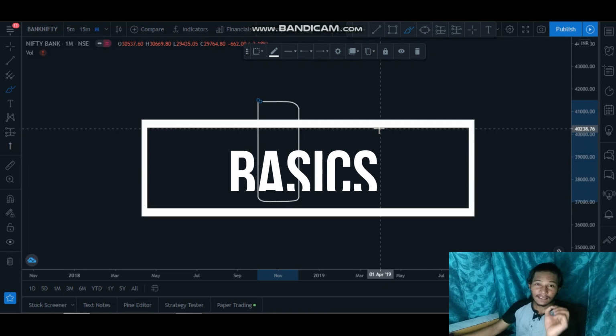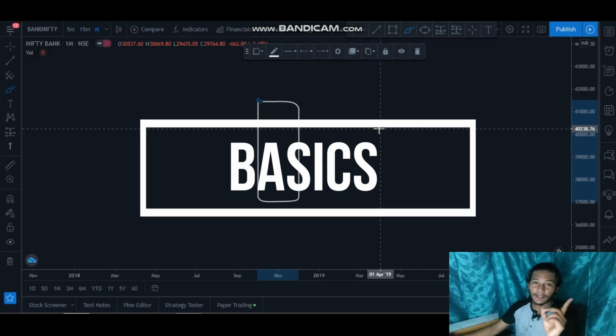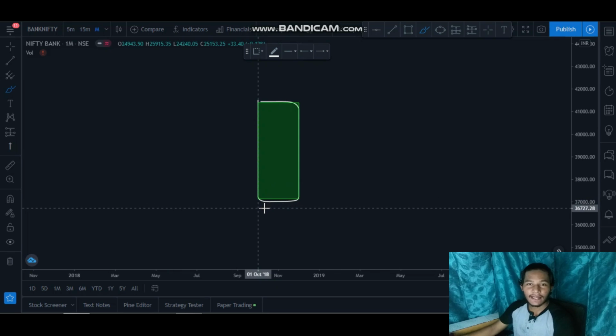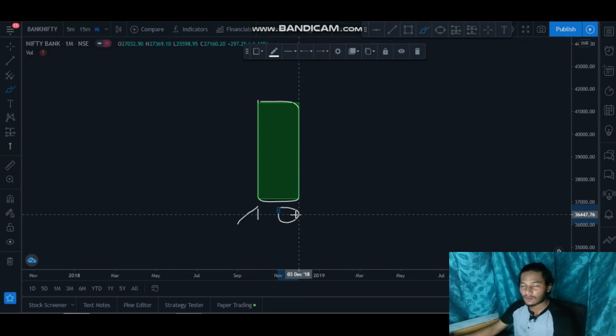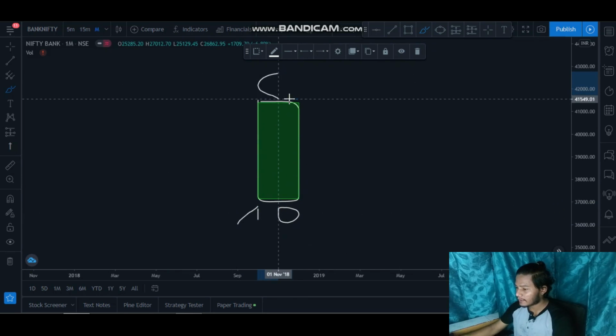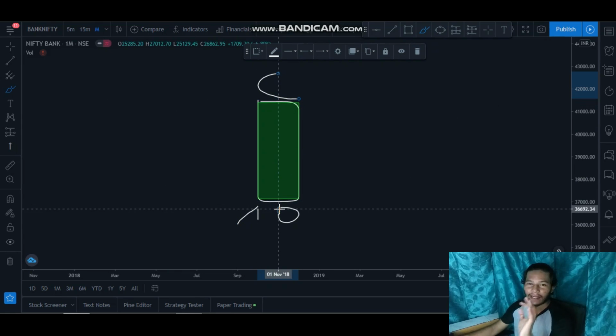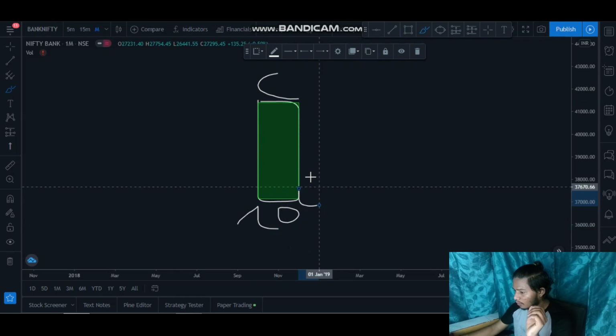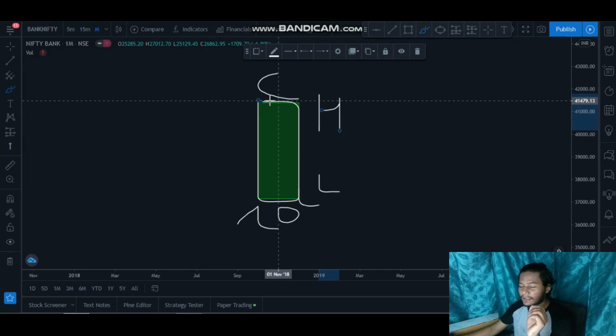So now let's understand the basics of a candle: open, high, close and low. This is a green candle, and the green candle opens here, O means open, and it closes here, C. This candle doesn't have any wick or tail. I'll explain what a wick and tail are. If the candle does not have any wick or any tail, its low is over here. This is the low of the candle, L, and the high will be at the closing.